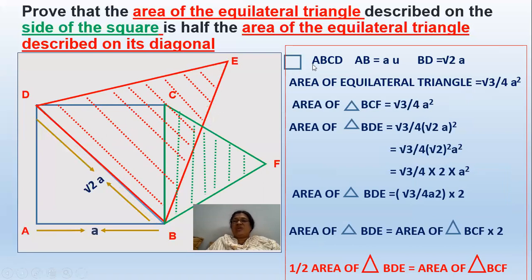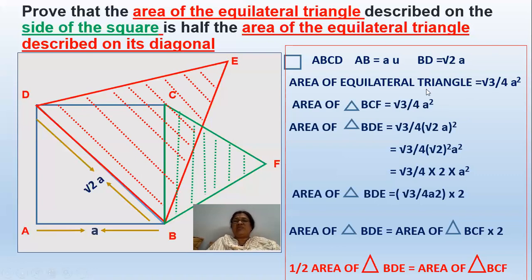So for what we have taken first, the square, that is ABCD is taken. We have taken AB value as A units and BD value. We found out that BD is nothing but a diagonal of the square. It will be equal to root 2A.